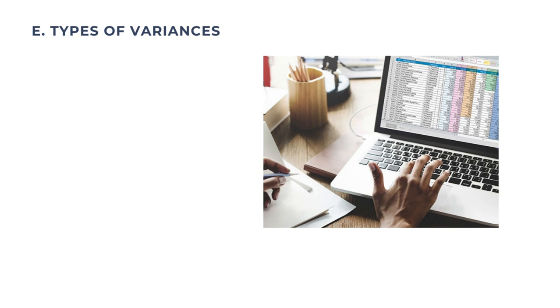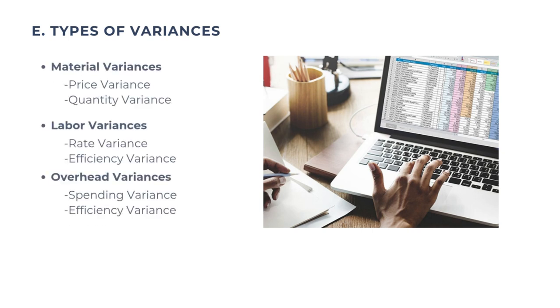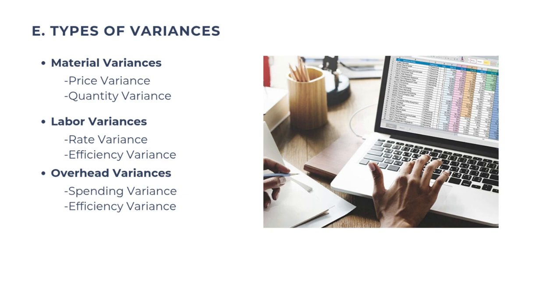Now let's explore the main types of variances used in standard costing. These variances help managers pinpoint where actual costs deviate from planned or standard costs, allowing for targeted performance analysis and corrective action. We group variances into three main categories: material variances, labor variances, and overhead variances.